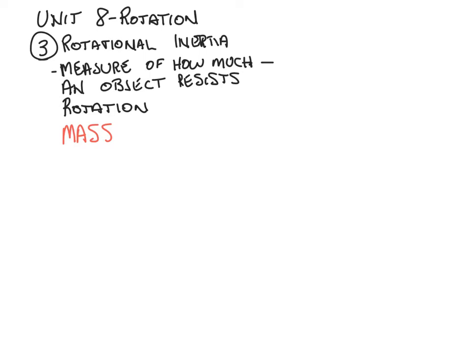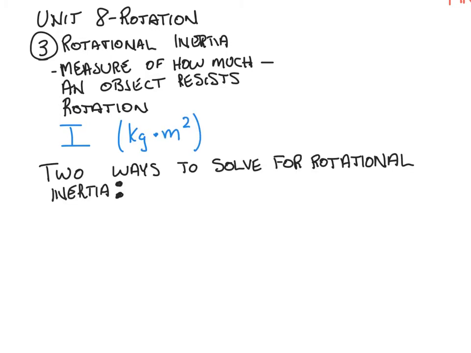Same goes for rotational inertia. Rotational inertia is given by the symbol capital I, and it is measured in SI units equal to kilograms times meters squared. And there are two ways that you can go about solving for an object's rotational inertia. In order to solve for it the first way, we'll break out a solid disk.